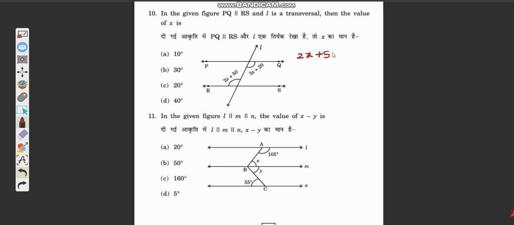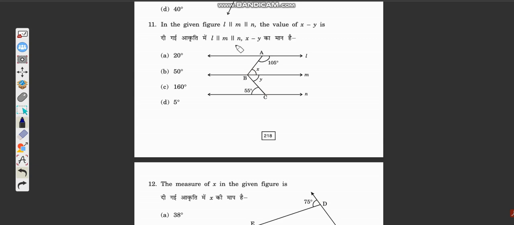2x plus 50 is equal to 3x plus 20. 3x from this side becomes minus 3x. Here 20 is on the right hand side. 50 moves to the right hand side, plus 50 becomes minus 50. So 2x minus 3x is minus x. 20 minus 50 is minus 30. Minus on both sides cancels. So x equal to 30 degrees. Option B is correct.